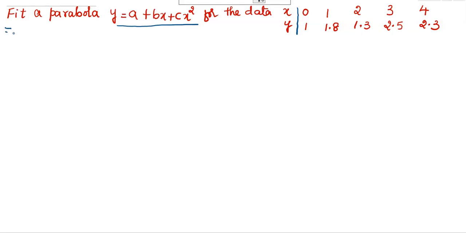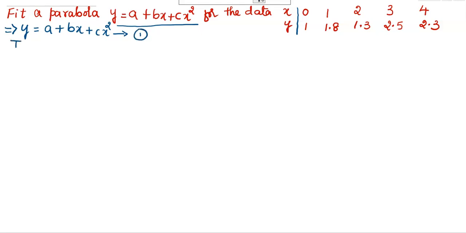The first thing we observe is what type of parabola is given. Based on it, we have to write the normal equations associated with this given curve. So let me consider the given curve y equal to a plus bx plus cx square.